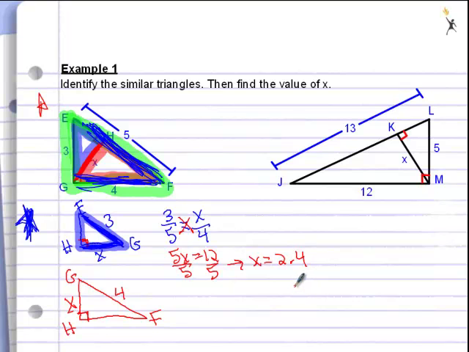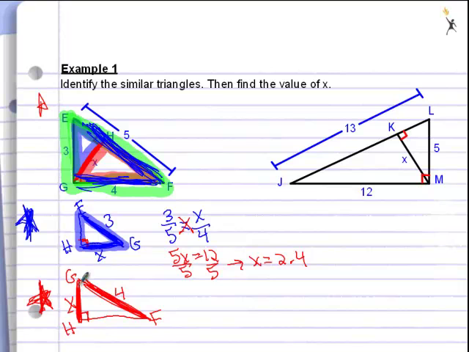Okay? Now, just to prove to you that you can use either one of these triangles, we're going to now solve the exact same thing using this triangle. You only have to solve it once, remember, but just to show you there's multiple ways of doing it, I'm going to solve this one too.